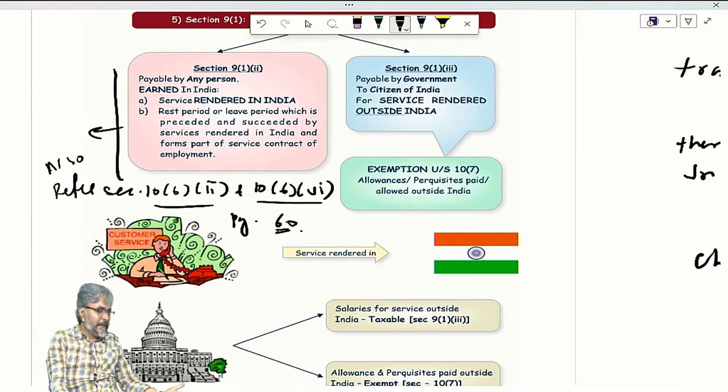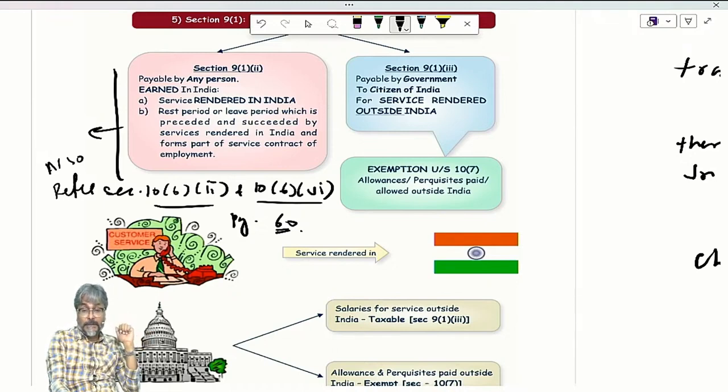So the embassy staff outside India, are they citizens of India? Yes, they are citizens of India. And because they are citizens of India, the government of India is making the payment of the salary to these embassy staff who are rendering the services outside India. Will that be considered as income which is deemed to accrue or arise in India? And the answer is yes. I hope that all of you are clear with this one, isn't it?